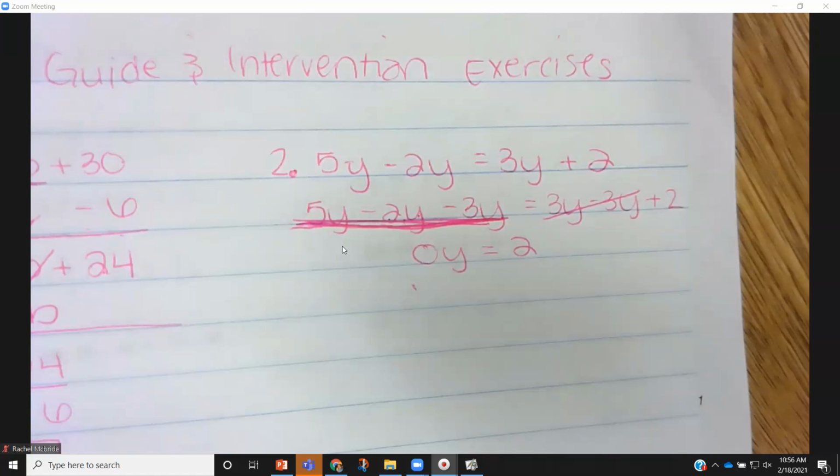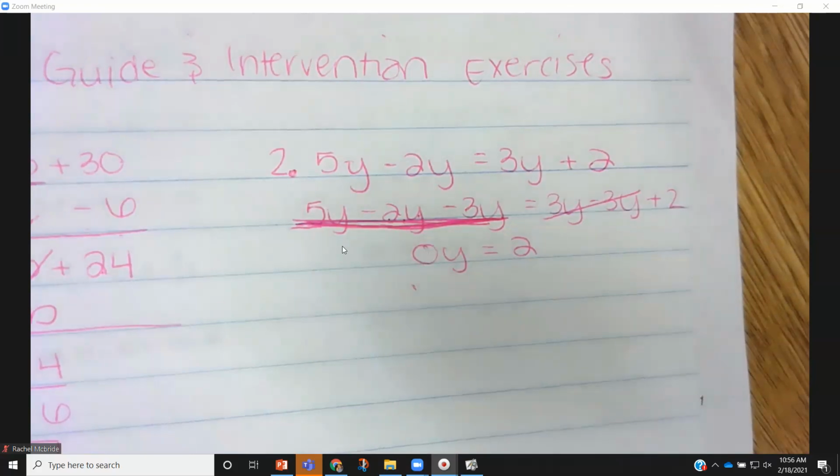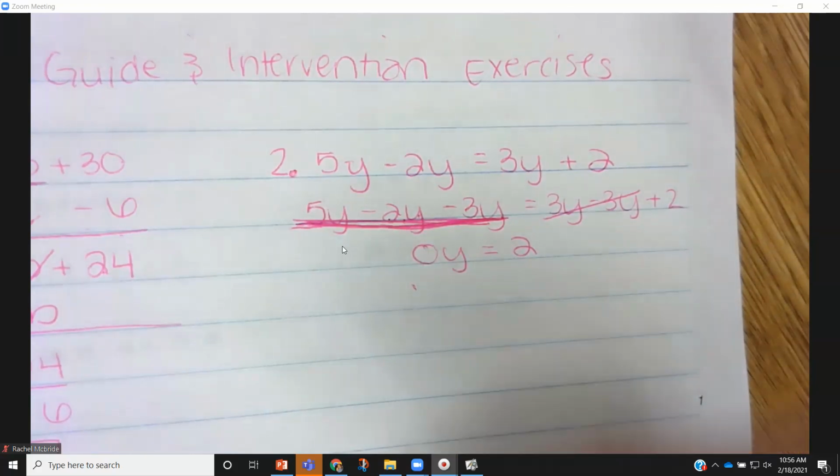So can 0 y's equal 2? Does 0 equal the number 2? No. So what do I write down for this problem? No solution. Excellent.